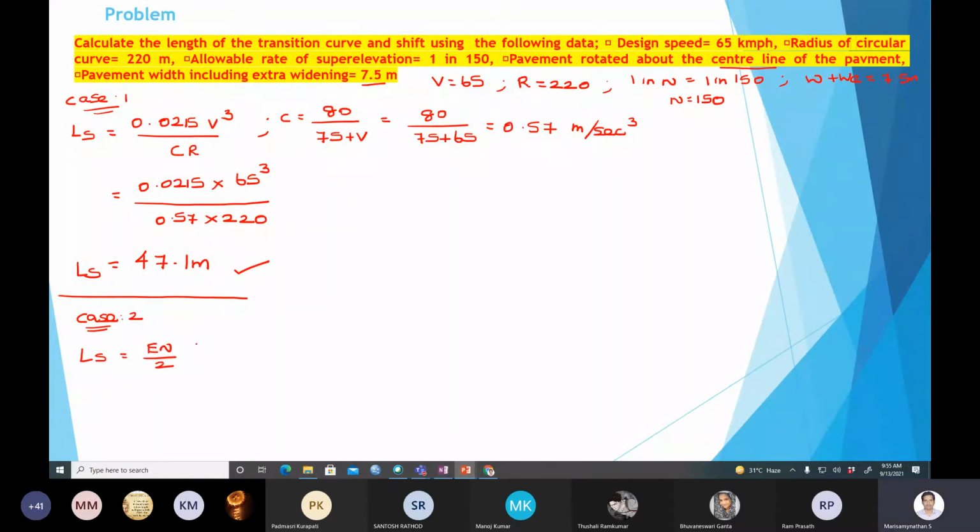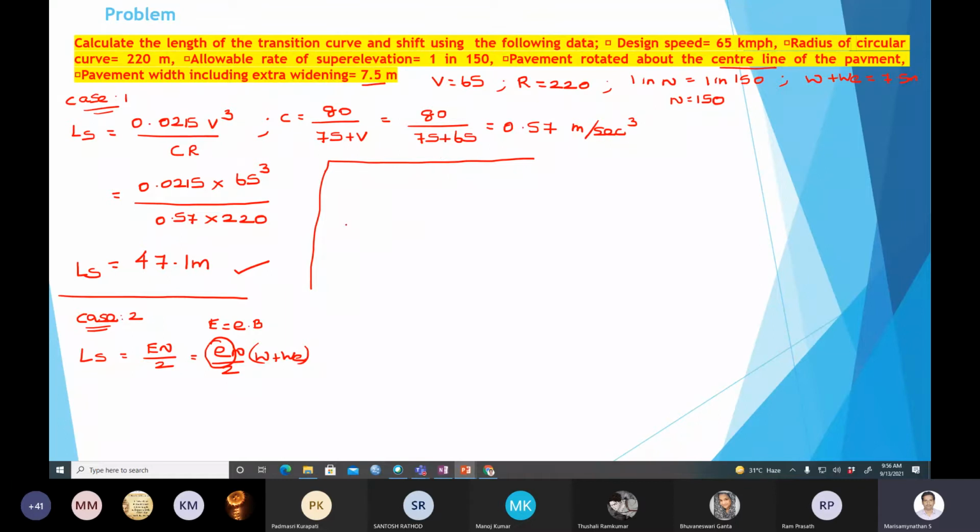So this is the equation. E is equal to, we know, E into N divided by 2 into W plus WE. So this is an equation. We know the N value. We know the value of W plus WE, but we don't know the value of e. e is nothing but super elevation. So we need to estimate the super elevation, which we already saw in the previous classes.